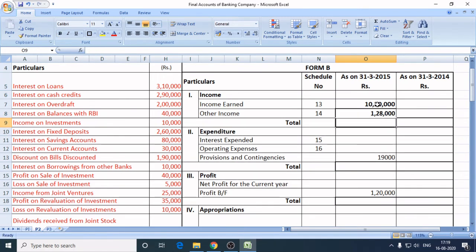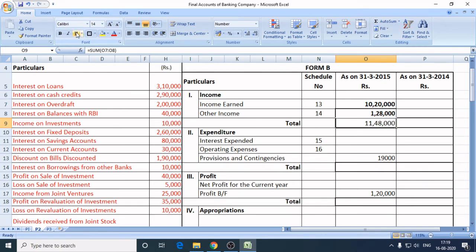Now the total of the income is 11,48,000. 11,48,000 is the total of the income. Now let's make the addition of expenditures.